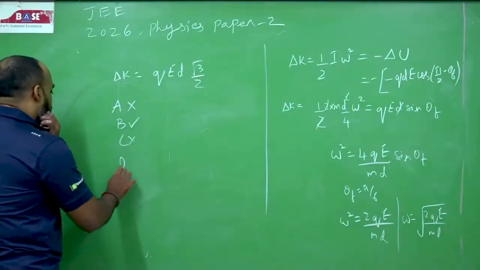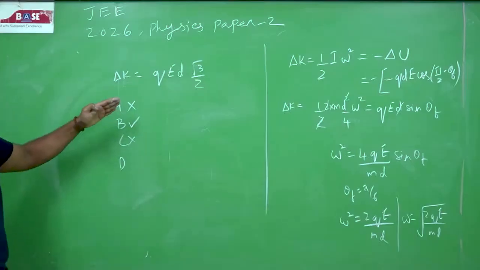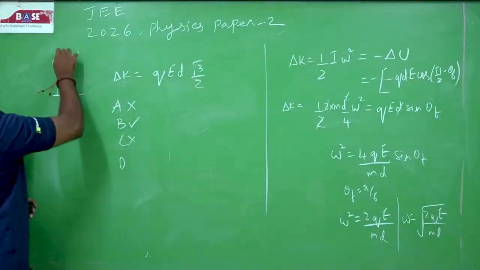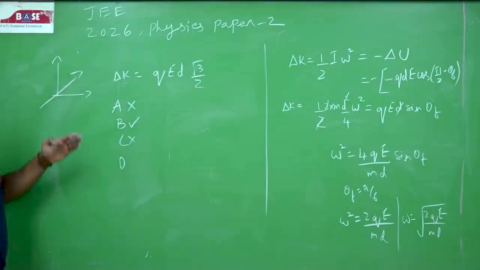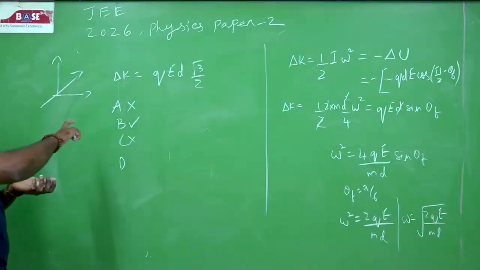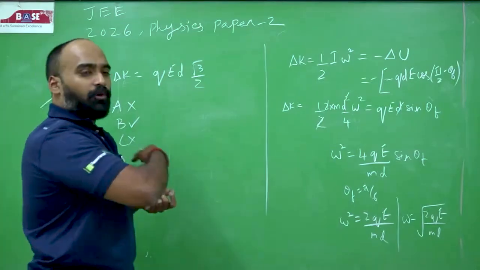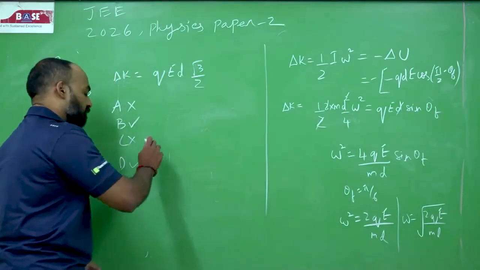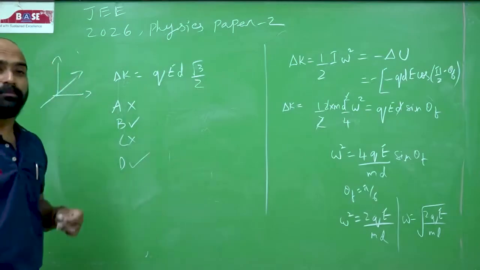And in option D, it says when theta f is pi by 4, so when it's at an angle of pi by 4, the field is turned off. Right? If the field is turned off, the torque becomes 0, and the dipole will continue to rotate with a constant angular velocity. So option D is correct. So it's just B and D.